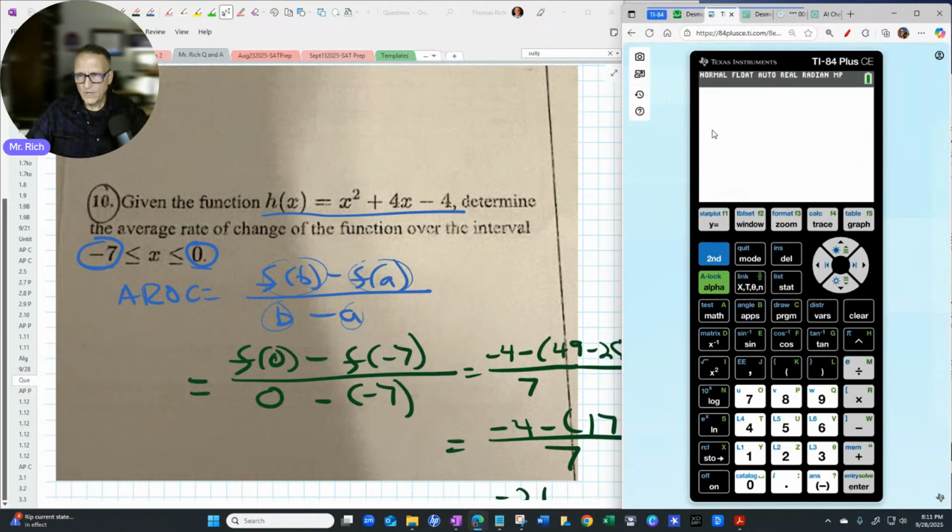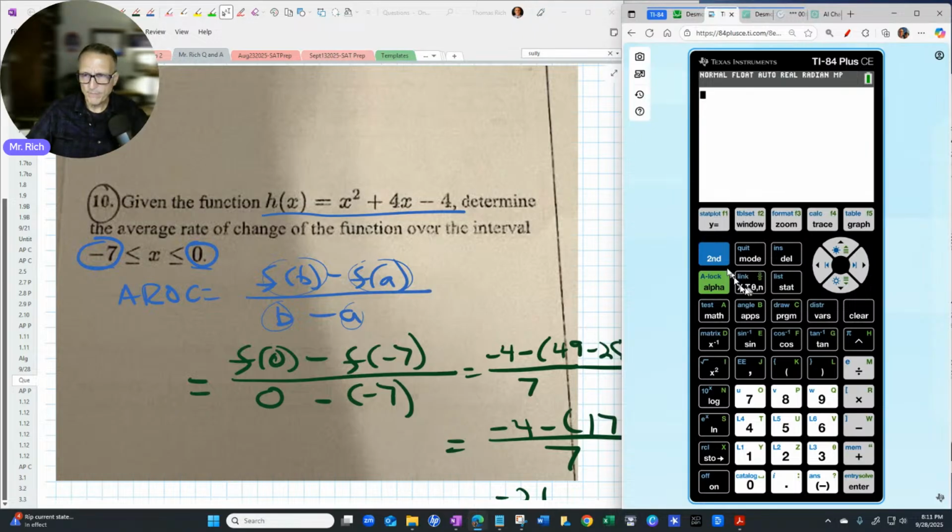There we go. So what I'm going to do is quickly show you how I could evaluate this using my TI-84 to do it very quickly and accurately. I'm going to go into the equation editor, and in y1, I'm going to put our quadratic function. That's going to be x squared plus 4x minus 4. So I've got the function loaded in there. I'm going to quit the equation editor and go back to my home screen or my calculating screen.